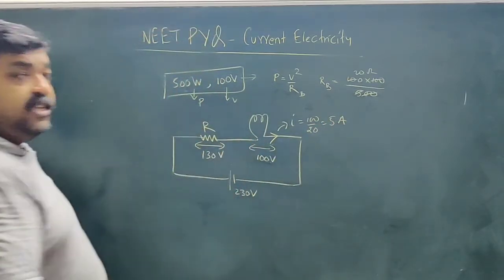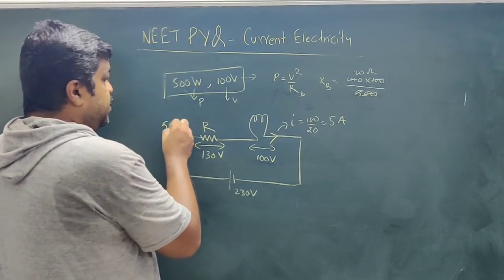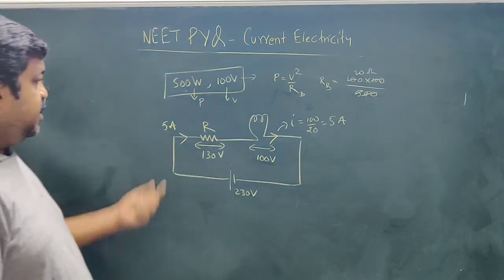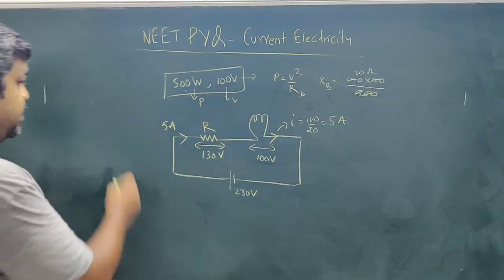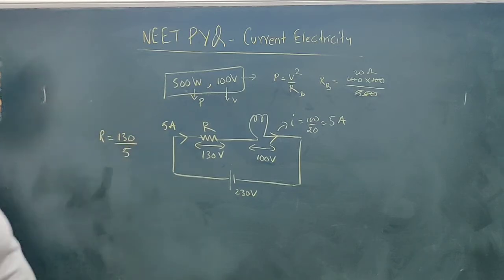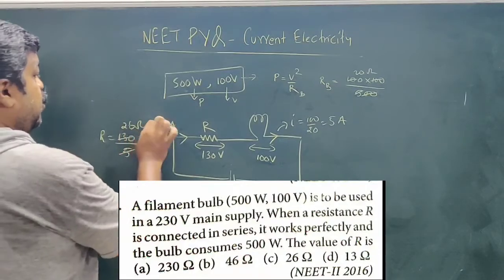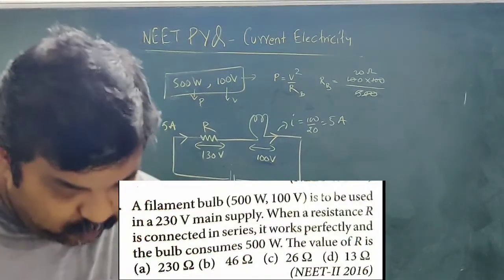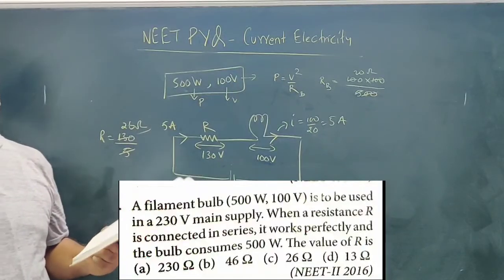Now these two are in series, so that means the current flowing through this is 5 ampere, isn't it? Now voltage is 130, current is 5 ampere. So what will be the resistance? Resistance will be equal to 130 divided by 5, so this is 26 ohm. So 26 ohm is the value of the resistance. So option C is the correct answer.